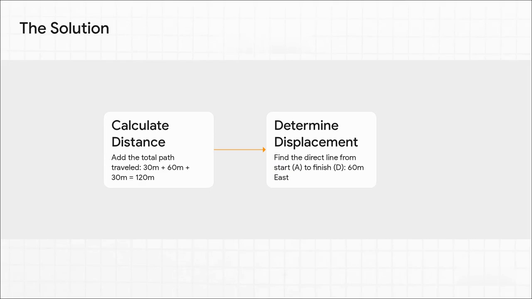Okay, let's break it down. First up, distance. That's the easy one, right? We just add up every single step of the journey. So that's 30 plus 60 plus 30, which gives us a grand total of 120 meters.